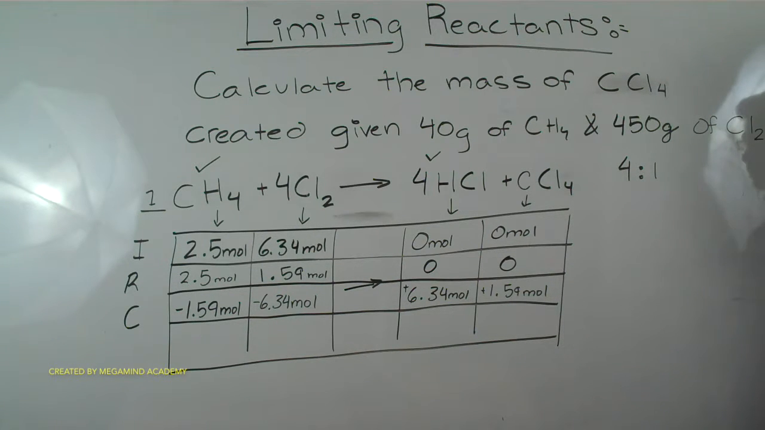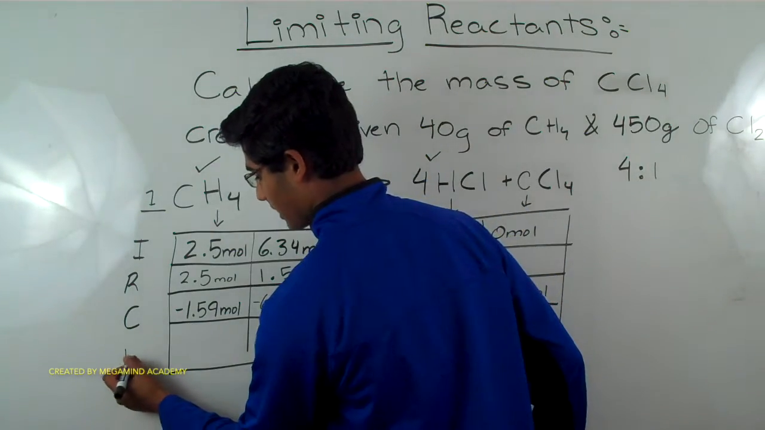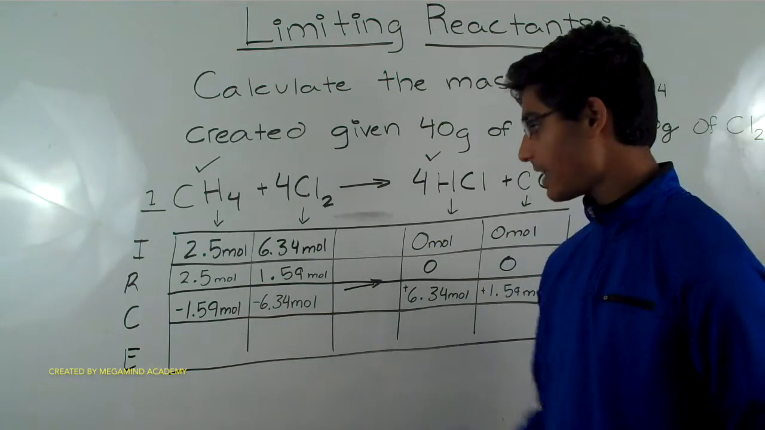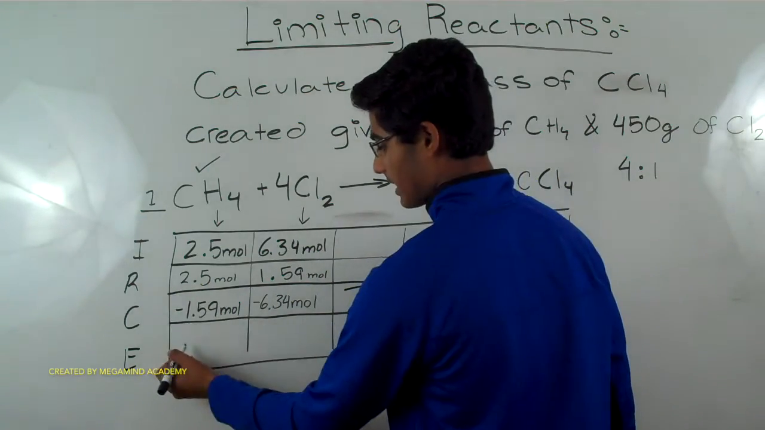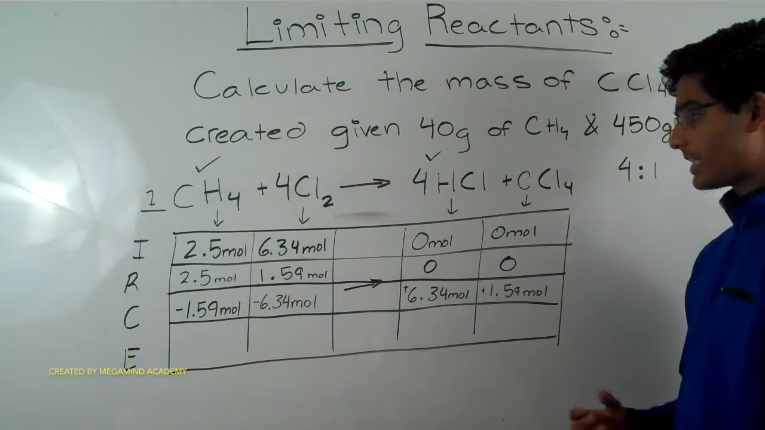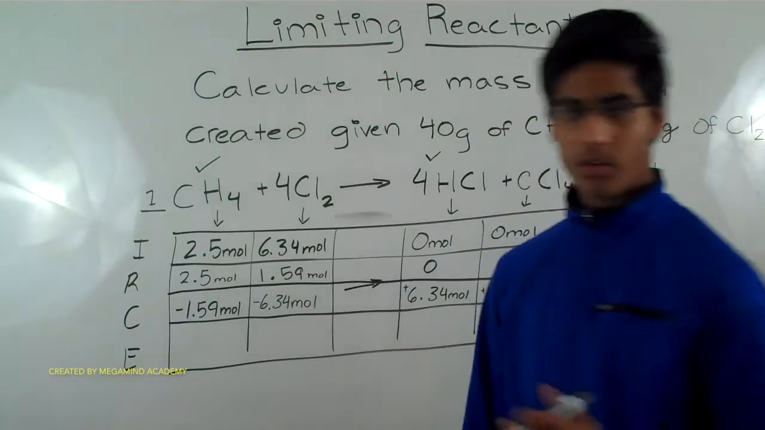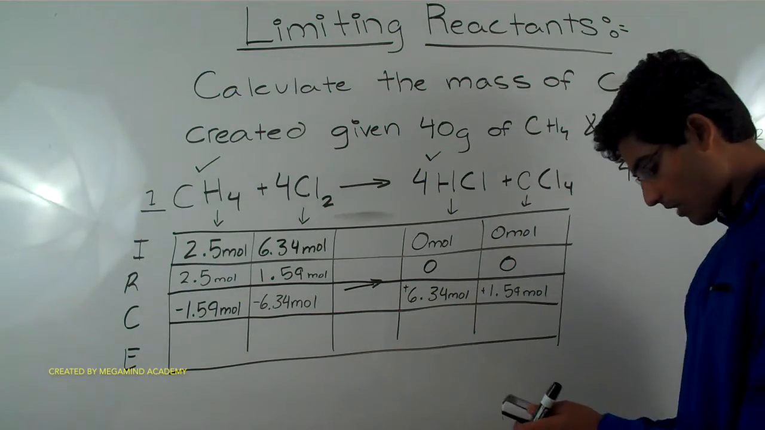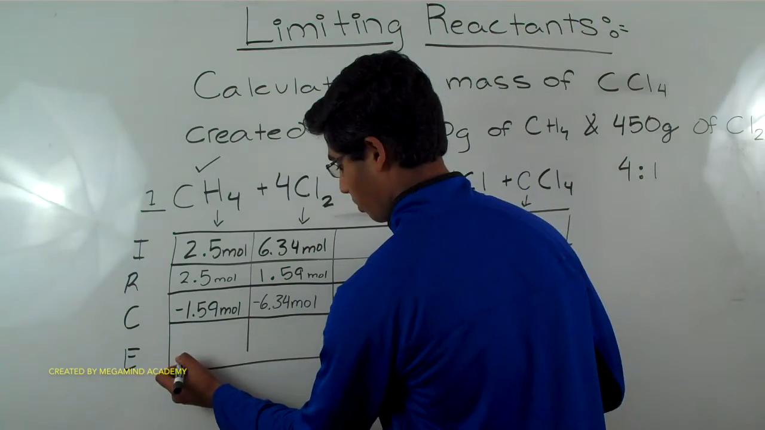Okay, so now we have the last column, and the last column is really easy. In the last column, we just subtract and add the number of moles that we have. The R row, or the last row, doesn't exactly matter here. So we have 2.5 moles minus 1.59 moles, and let's do that on the calculator to be sure. 2.5 minus 1.59 gives us 0.91 moles.